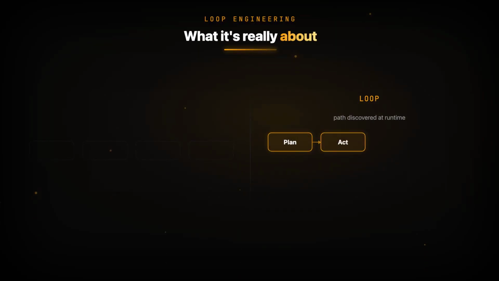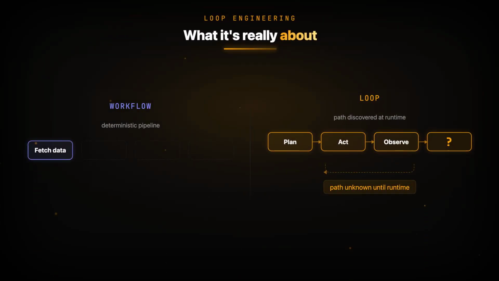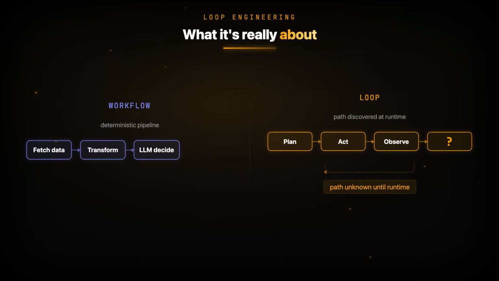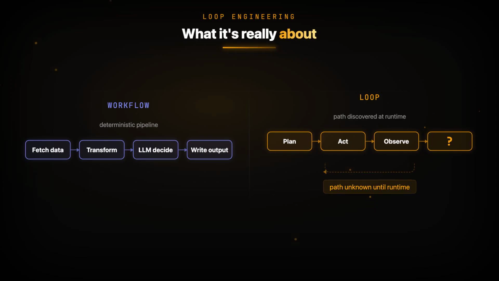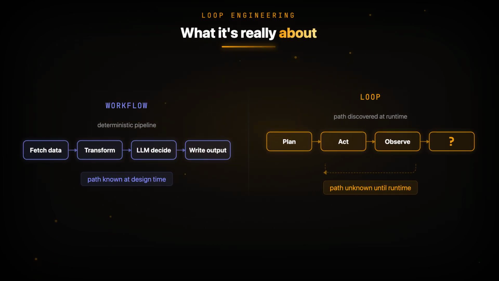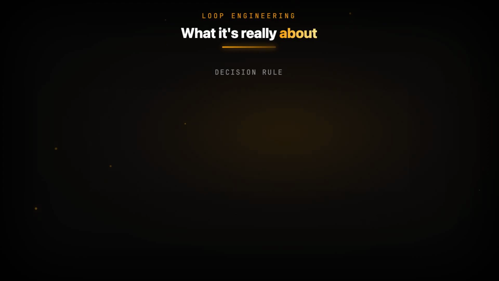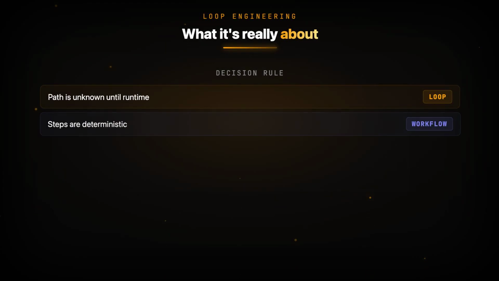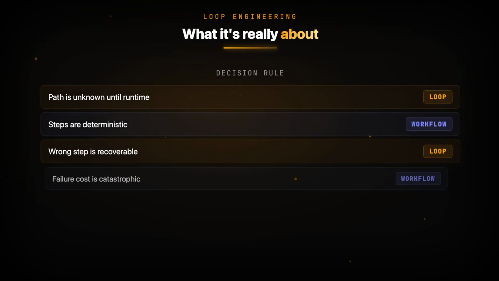Let me add the one thing most tutorials skip. Most production AI doesn't use autonomous loops at all. It uses workflows, deterministic pipelines with LLM calls at the decision nodes. If your task has a known structure and a predictable success surface, a workflow is cheaper, faster to debug, and easier to monitor. The decision rule for loops: use one when the task's path is genuinely unknown until runtime, and when the failure cost of a wrong step is recoverable.